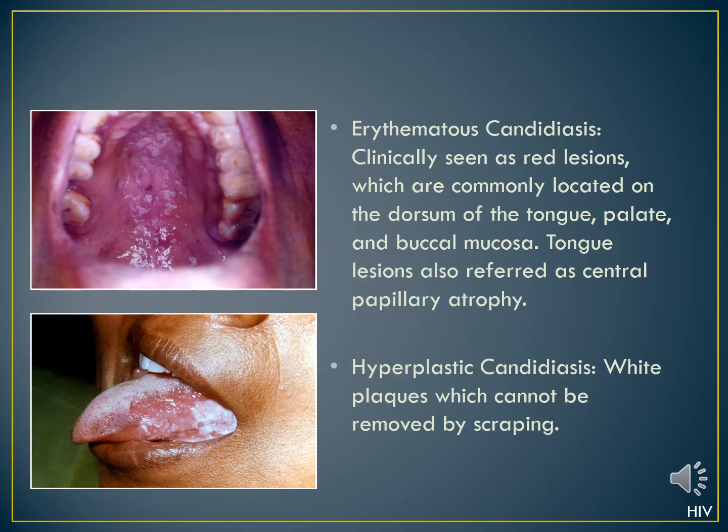Next, under oral candidiasis, there is also erythematous candidiasis. This is clinically seen as a red lesion which is commonly located on the dorsum of the tongue, palate and also buccal mucosa. Tongue lesions are also referred to as central papillary atrophy. And lastly, there is also hyperplastic candidiasis. This lesion is characterized by white plaques which cannot be removed by scraping, and this is usually seen on the lateral border of the tongue.